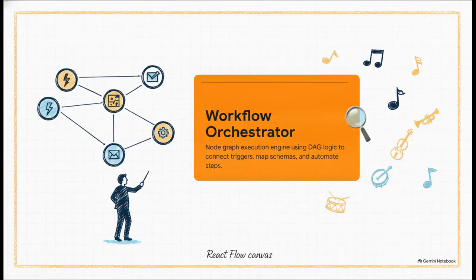So, to ground our explainer right off the bat, let's define exactly what it is we're looking at. Derived directly from the source code, this workflow orchestrator is essentially a node graph execution engine. It relies on directed acyclic graph, or DAG, logic to let users visually connect triggers, map out data schemas, and automate execution steps. If you imagine the React Flow canvas as our performance stage, the individual nodes are our musicians, each just waiting for their specific cue to play their part.